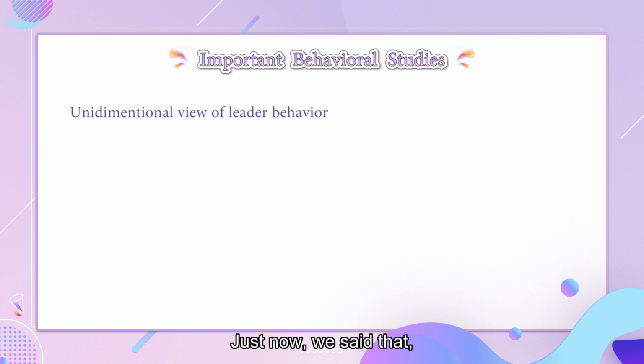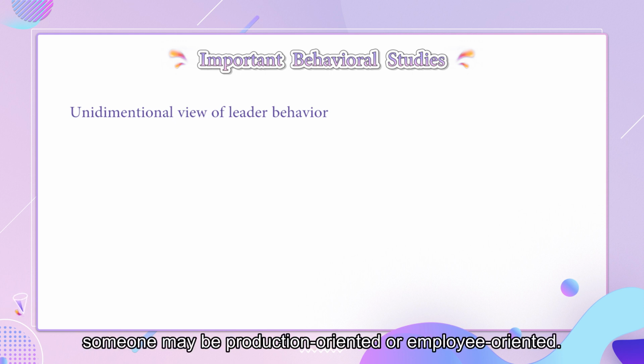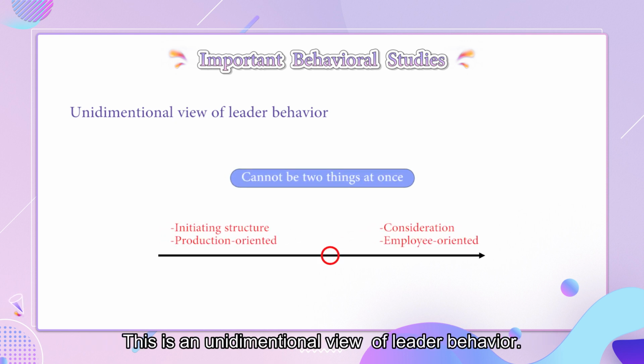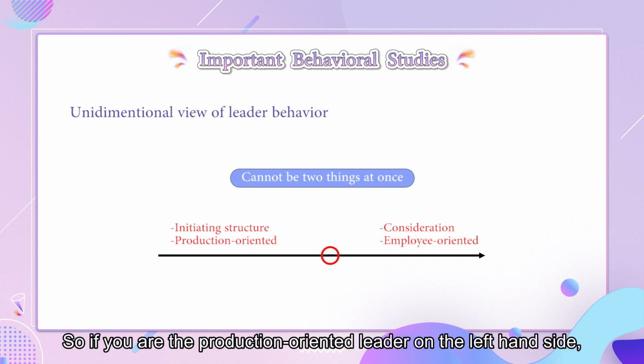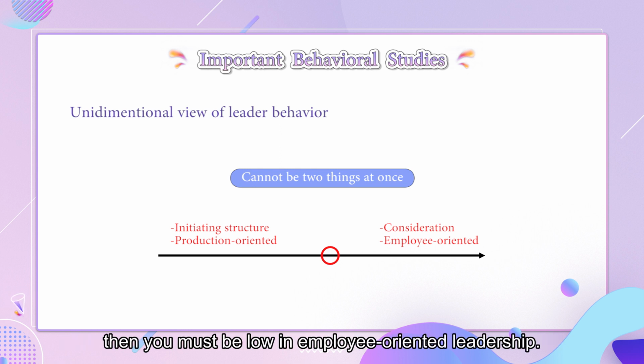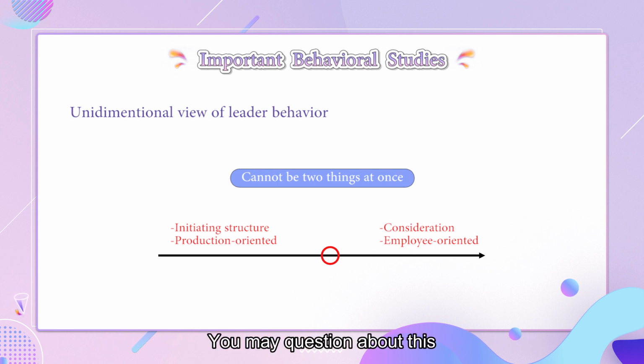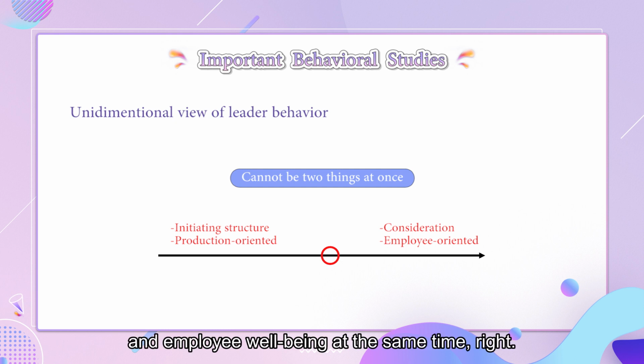Just now, we said that someone may be production-oriented or employee-oriented. This is a unidimensional view of leader behavior. If you are high on one, then you're low on the other. So, if you are the production-oriented leader on the left-hand side, then you must be low in employee-oriented leadership. Then you may question this, because you may think that you can emphasize the task and employee well-being at the same time, right?